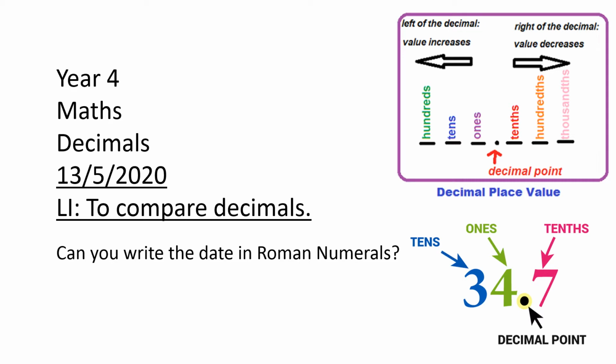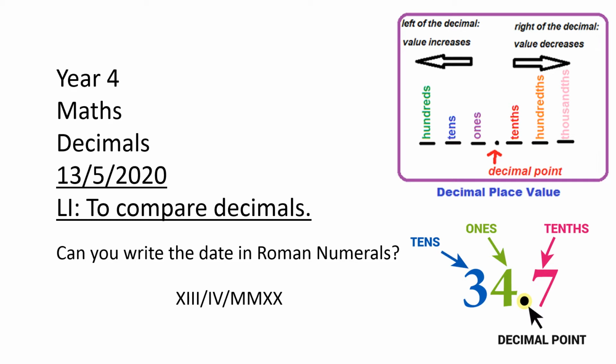Now I want you to write the short date, 13th of the 5th, 2020, and the LI to compare decimals. Can you write the date in Roman numerals? Pause and write it down. Well done if you got that correct.